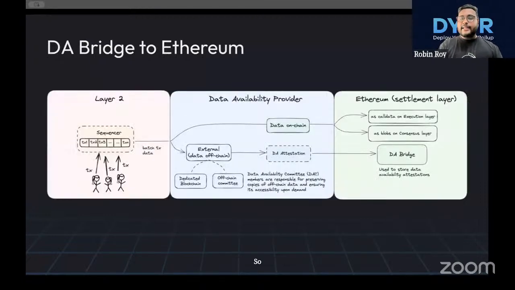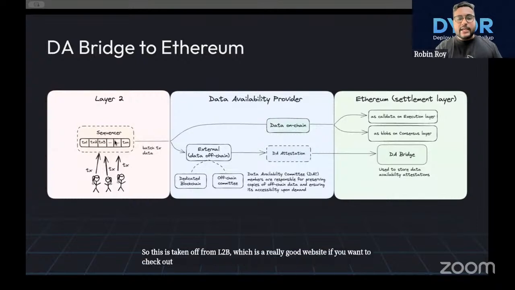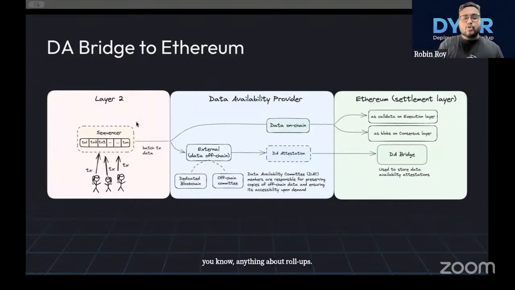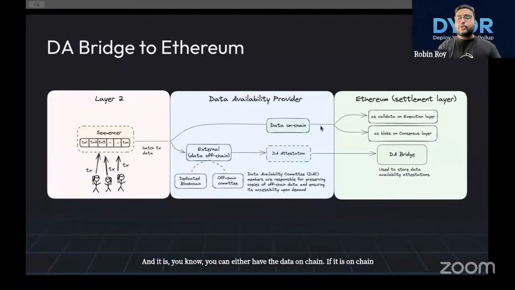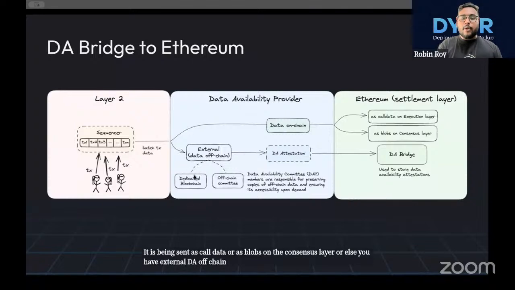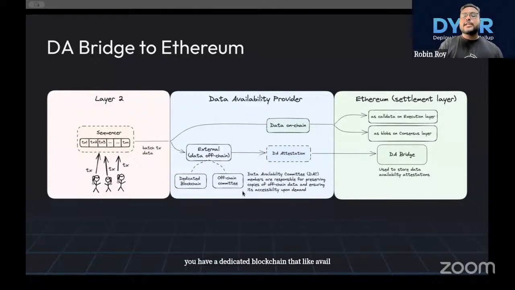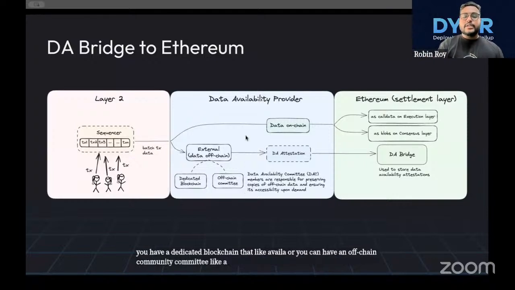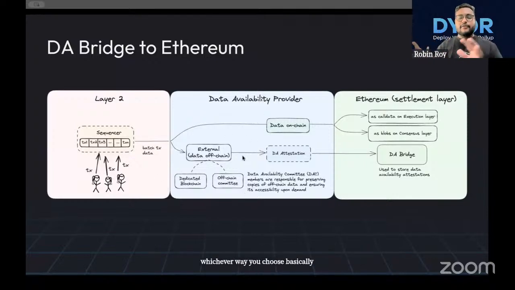So that is there. And then finally, I think we had a question about how we get this data securely back to the settlement layer. This is taken from L2Beat, which is a really good website if you want to check out anything about rollups. Basically, you have this layer 2 sequencer that batches the transaction data, and you can either have the data on chain, sent back to Ethereum as calldata or as blobs on the consensus layer, or else you have external DA off chain. You have a dedicated blockchain like Avail DA, or an off-chain committee like a data availability committee. Whichever way you choose, that data is off-chain from the settlement layer.